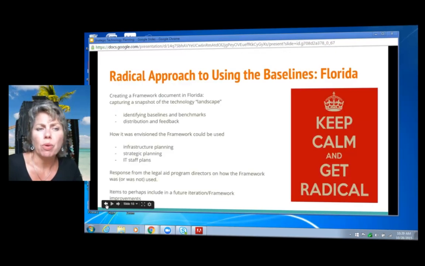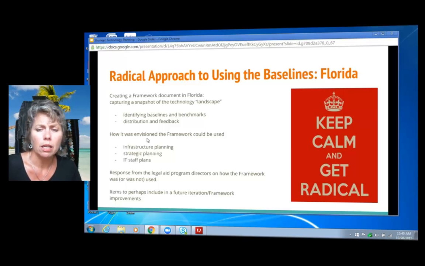So how did we want the framework to be used? Well, there were two basic users that we had in mind when we created the framework. One was obviously the Florida Bar Foundation, to look at it from a systemic perspective and get an idea of where the gaps were, where the strengths were, and how they might invest in technology from a statewide perspective and work with their programs to improve overall.